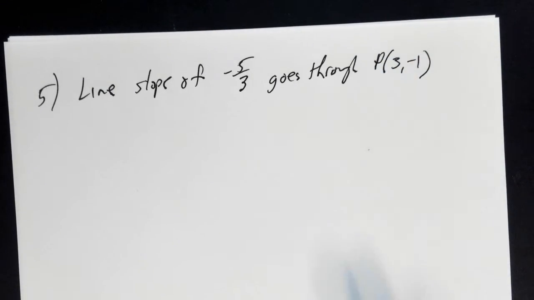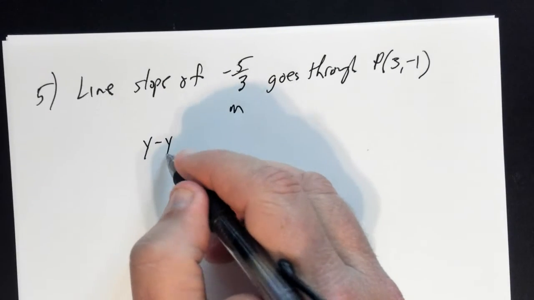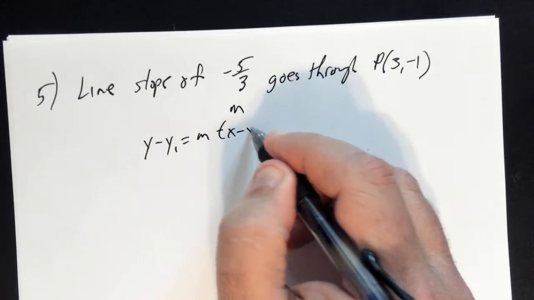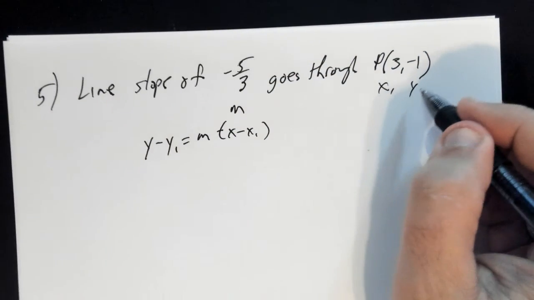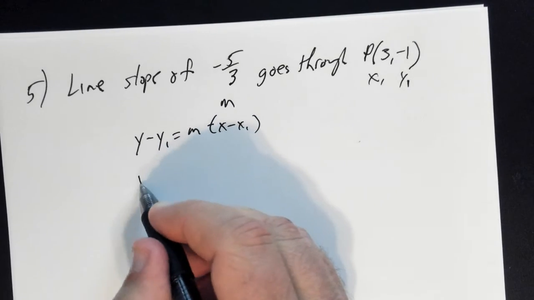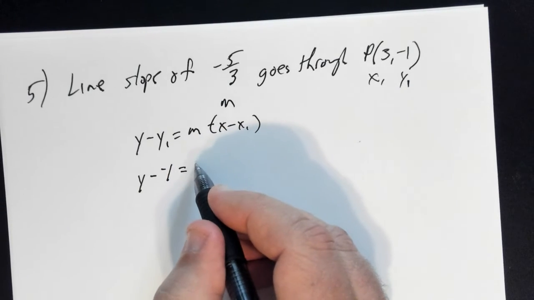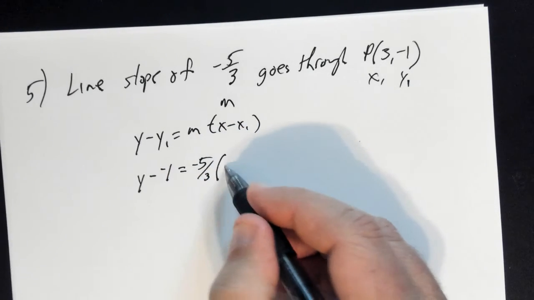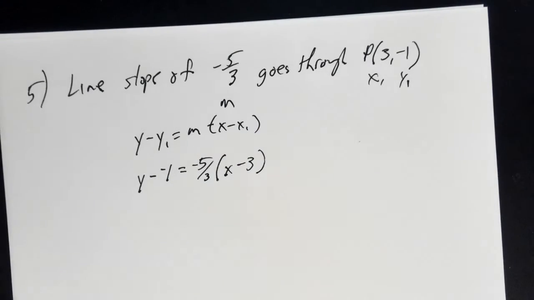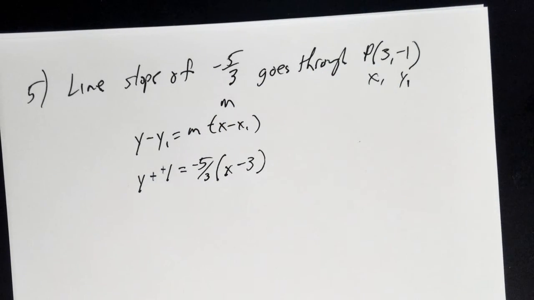If I have a slope and I have a point, then we probably want to use point slope form. It would probably be the easiest thing for us to do. This being x1, this being y1. Go ahead and plug everything in. It's going to be y minus a negative 1 is equal to the slope times x minus 3. Now, y minus a negative 1, that's positive 1, right? Two negatives give you a positive.